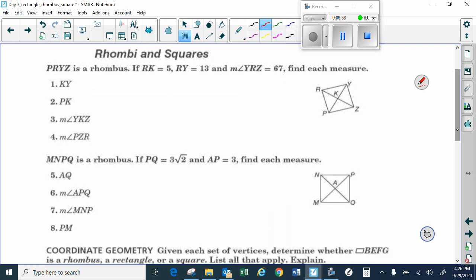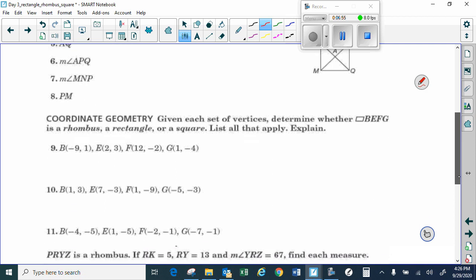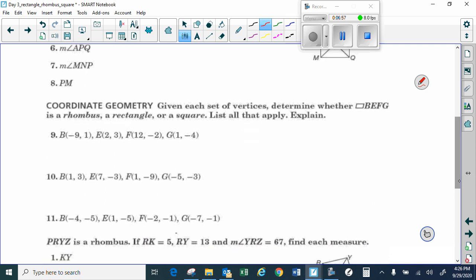All right, backside now. This is a rhombus right here. So you're dealing with rhombi. Rhombi is plural for rhombus. Rhombus is singular, rhombi plural. And squares. This one's a rhombus also. Okay. Down here, it's asking me to plot these points and figure out if it's a rhombus, rectangle, or square. And notice it says list all that apply. Okay. So use your quadrilateral hierarchy.